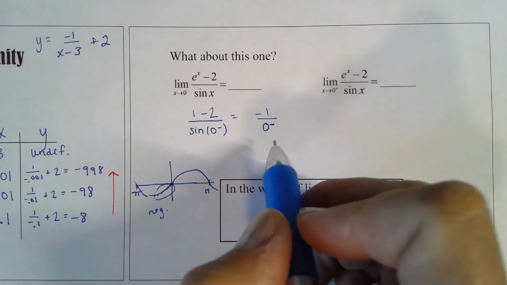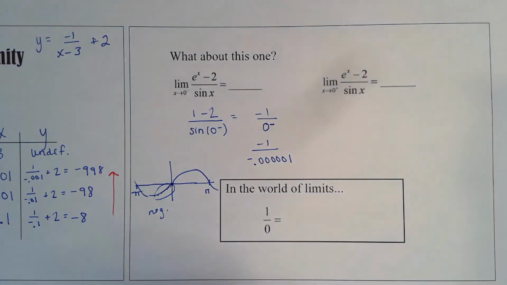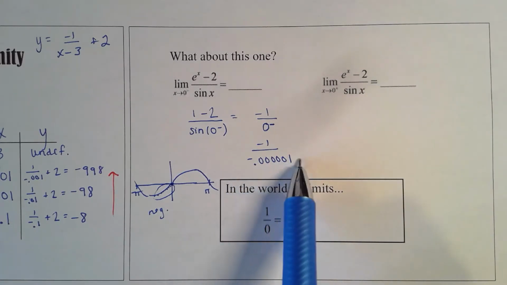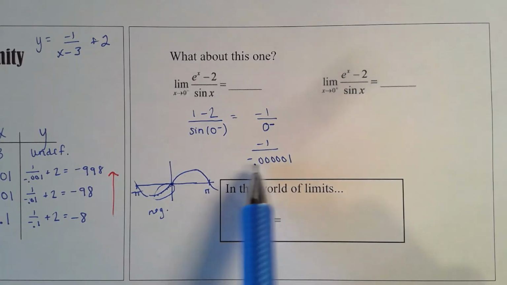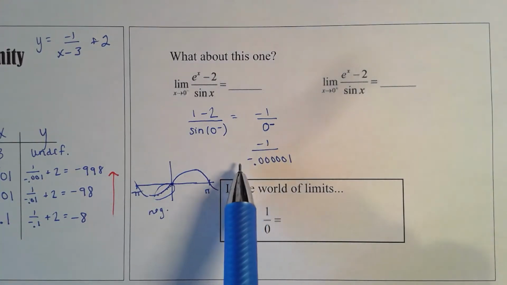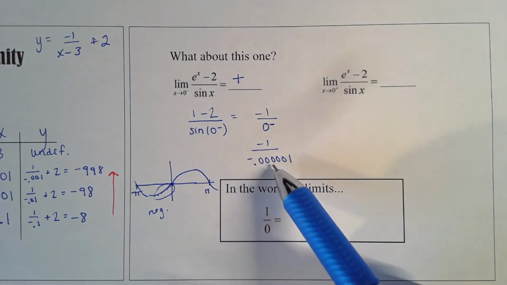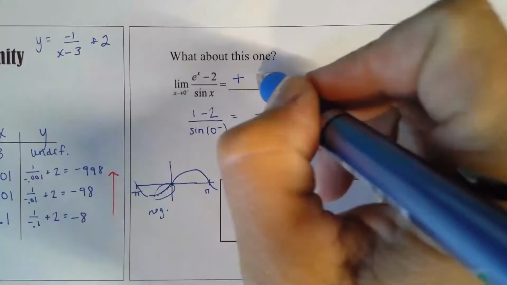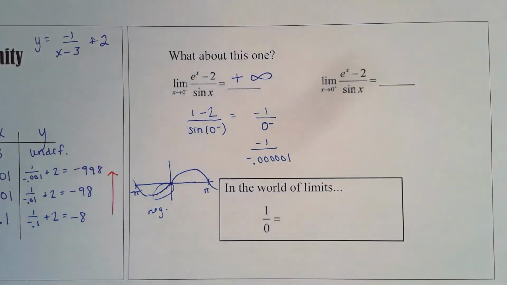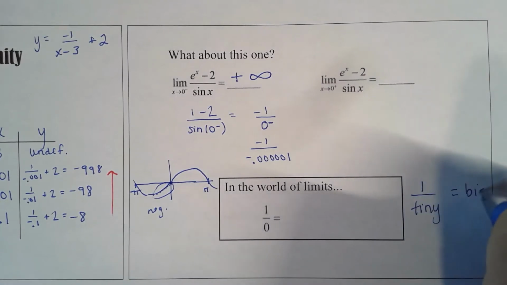And you know what? I'm even going to write something like this. Negative 1 divided by negative 0.00, something really small. So the top was not a problem. The bottom is something really, really close to 0, but negative. And this takes us back to this idea. A negative divided by a negative is a positive. 1 divided by something really, really tiny is something really, really big. In fact, we used that phrase last year. Last year we said 1 divided by tiny equals big.